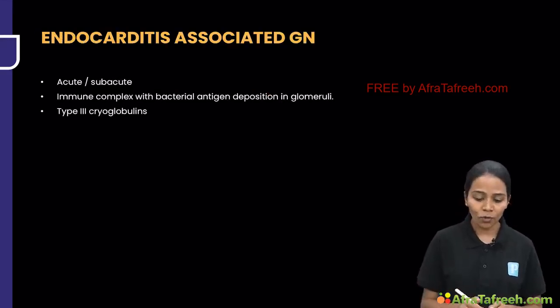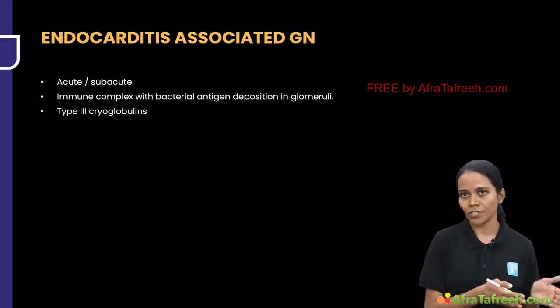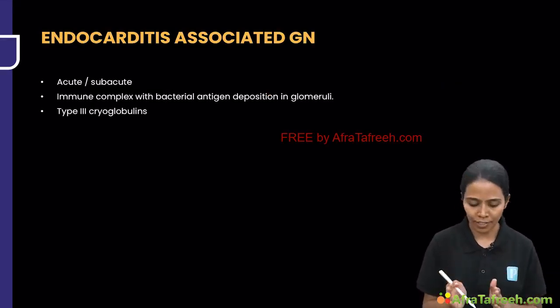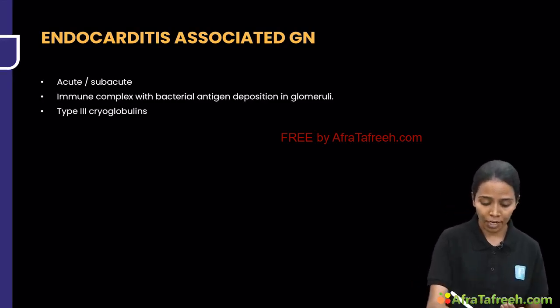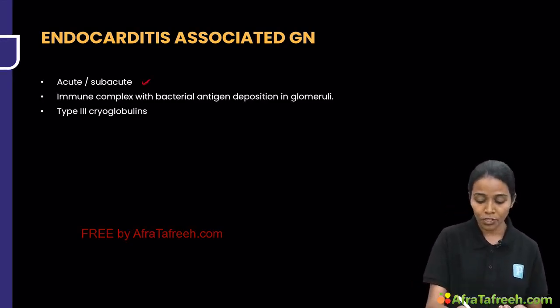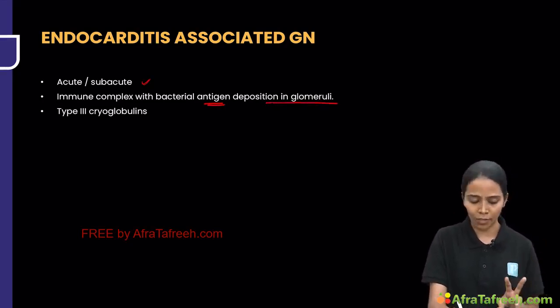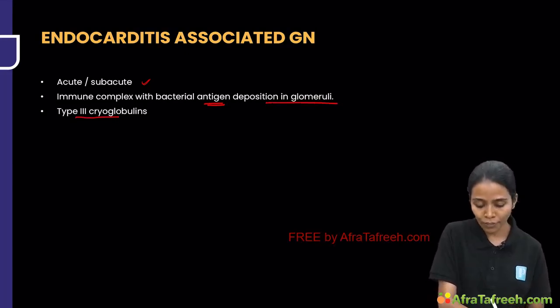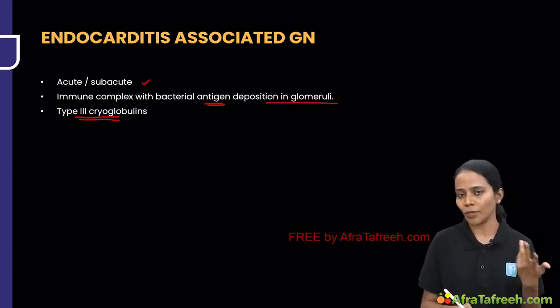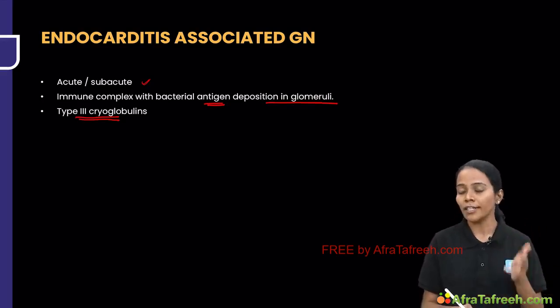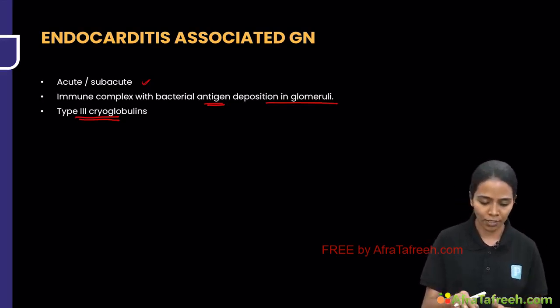We finished the second section, which is IgA dominant glomerulonephritis. Next, coming to endocarditis associated glomerulonephritis. This can be either acute or subacute. These are because immune complexes with bacterial antigen get deposited in the glomeruli. And there is also formation of type 3 cryoglobulins. This is important. We know there are three types, right? Type 1, type 2 and type 3. Type 1 is monoclonal. Type 2 is monoclonal plus polyclonal. Type 3 is polyclonal. So type 3 cryoglobulinemia is seen in infective endocarditis.